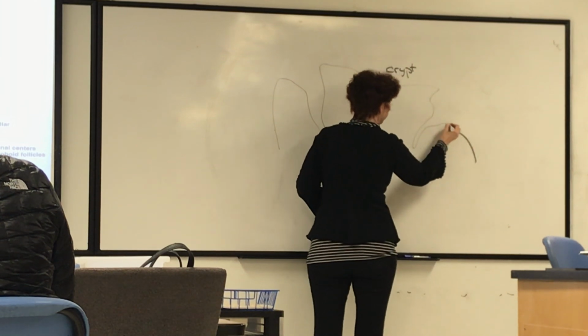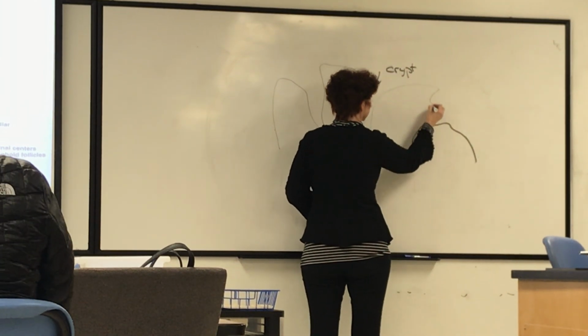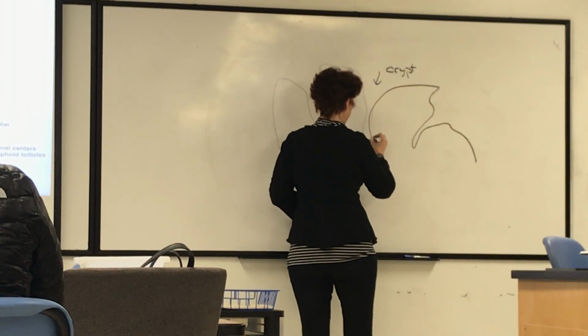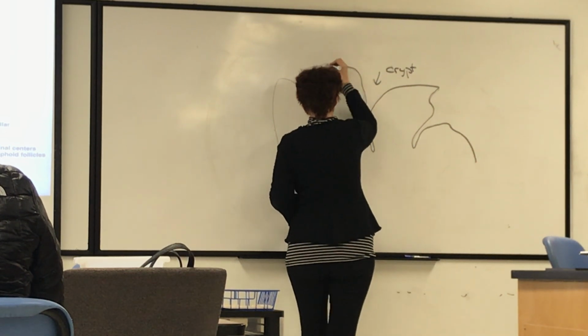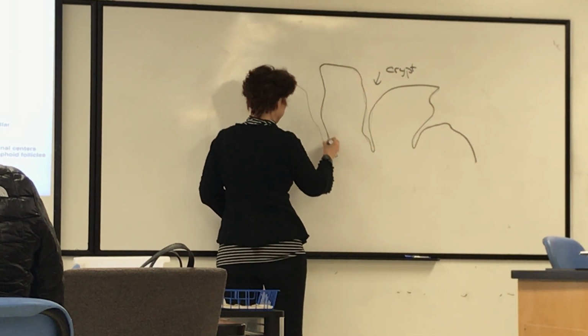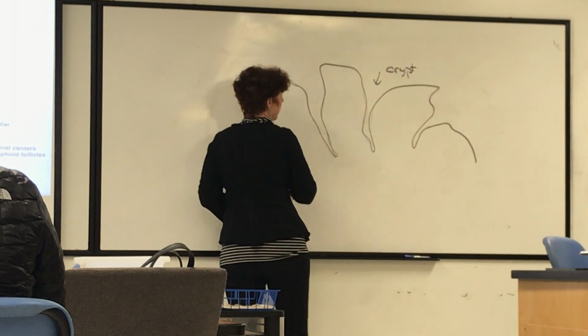And the surface that I've drawn would be the epithelial surface, okay? So any pathogen that's going to get across this has to pass between the cells.